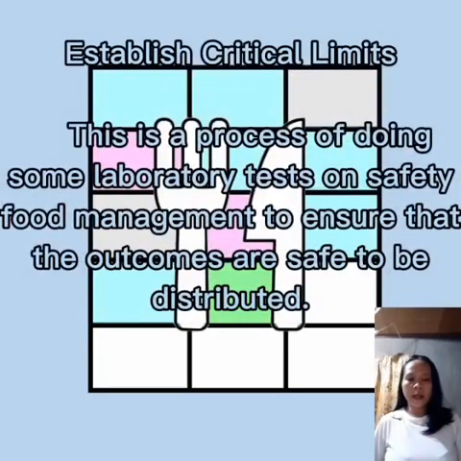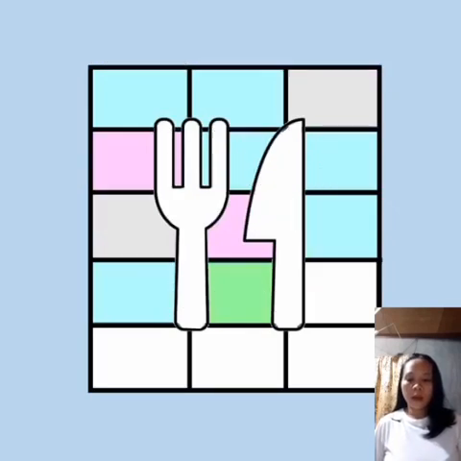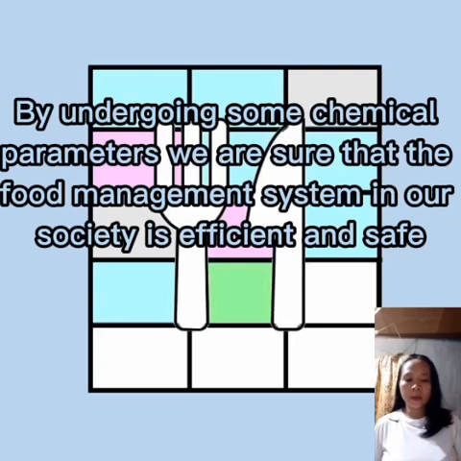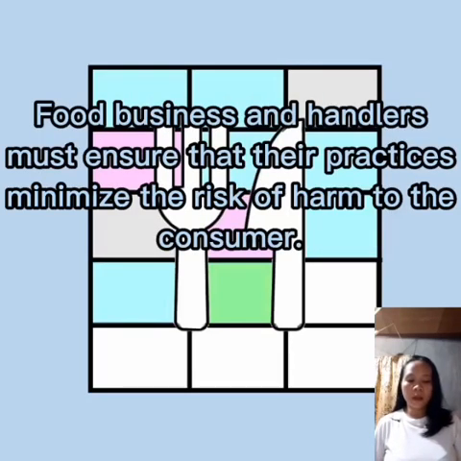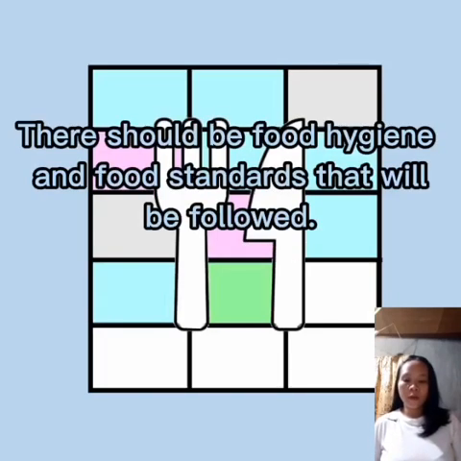Establish critical limits. This is a process of doing some laboratory tests on food safety management to ensure that the outcomes are safe to be distributed. By undergoing some chemical parameters, we are sure that the food management system in our society is efficient and safe. Food businesses and handlers must ensure that their practice minimizes the risk of harm to the consumer. There should be food hygiene and food standards that will be followed.